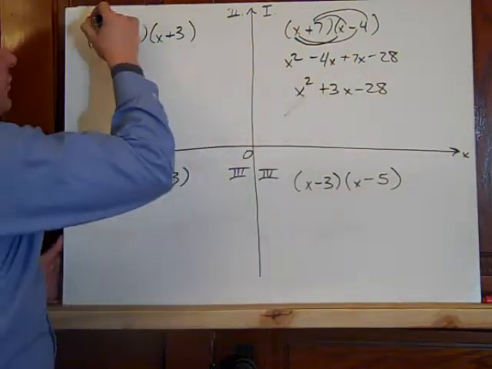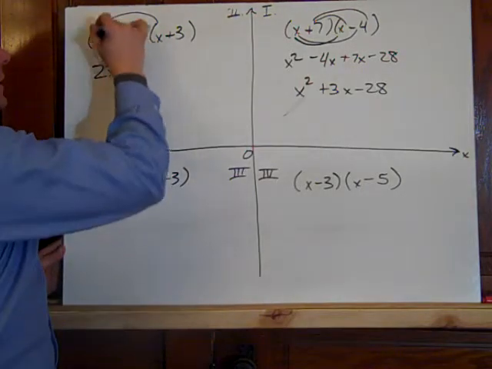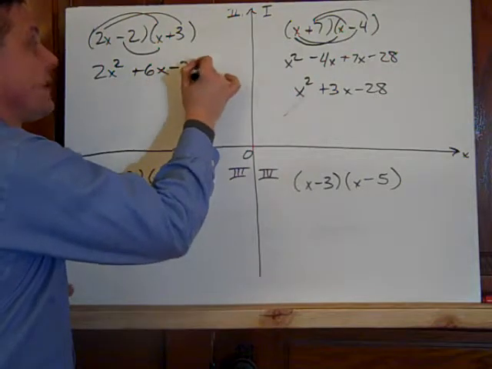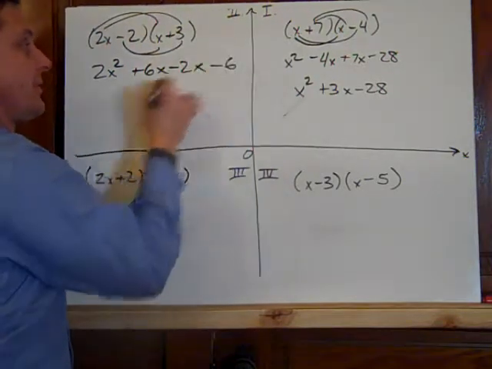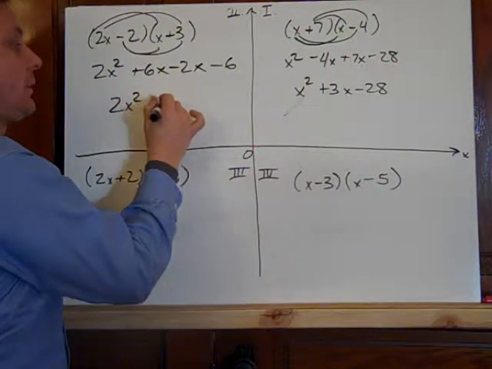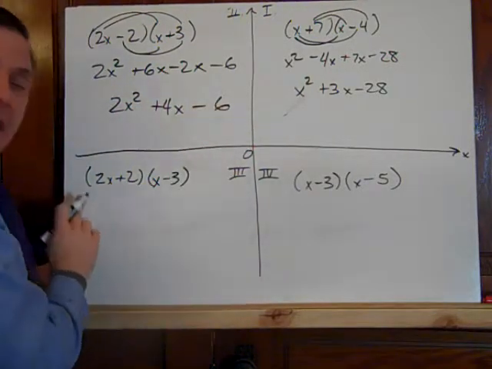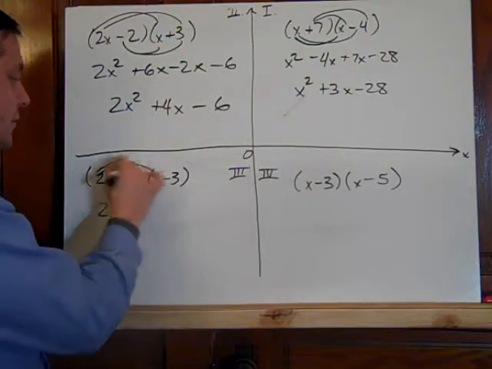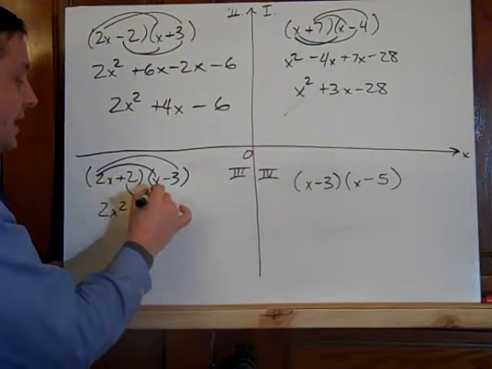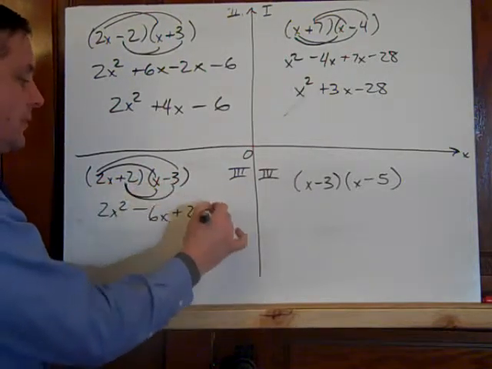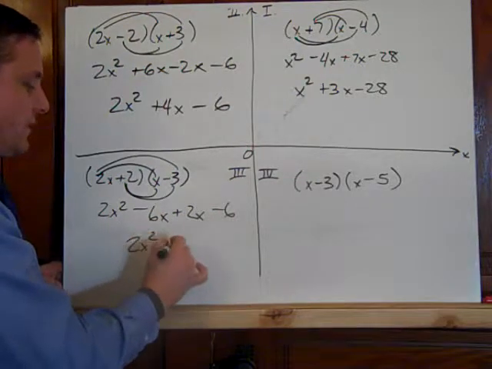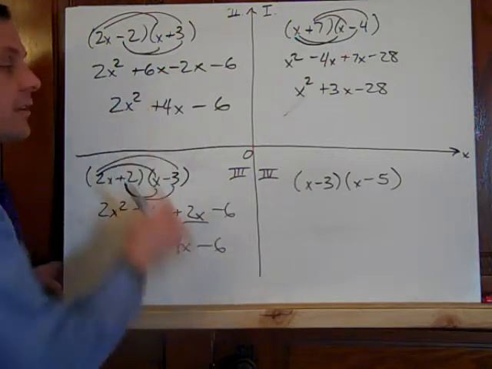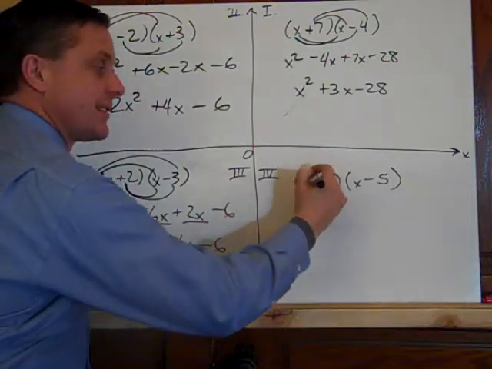Quadrant 2, two binomials. 2x times x, 2x squared. 2x times positive 3, positive 6x. Negative 2 times x, negative 2x. Negative 2 times positive 3, negative 6. 2x squared plus 4x minus 6. On quadrant 3, I just changed one of the signs. So 2x times x is 2x squared. 2x times negative 3 is negative 6x. 2 times x is plus 2x. Positive 2 times negative 3 is negative 6. You'll notice the only difference here, when you combine the like terms, is you get a negative 4x. So again, slight differences. Got to watch your signs.